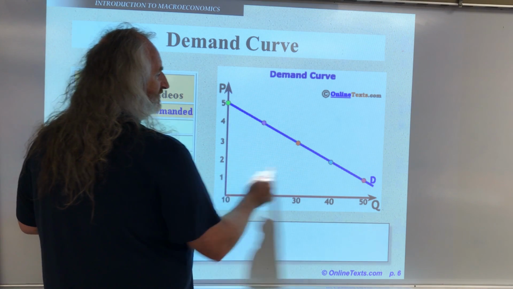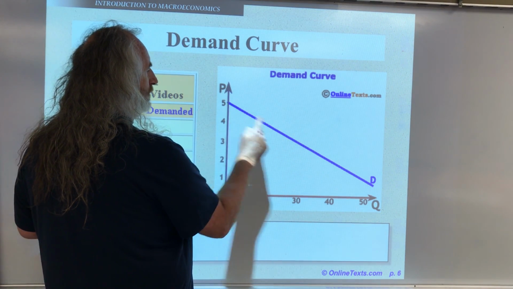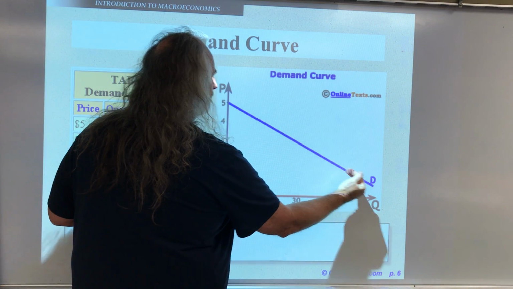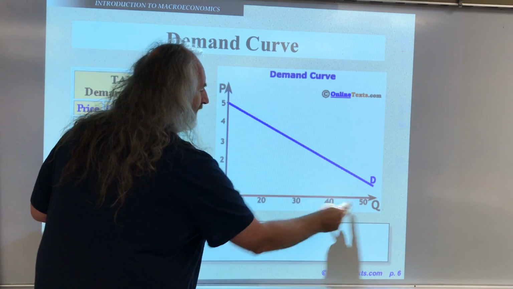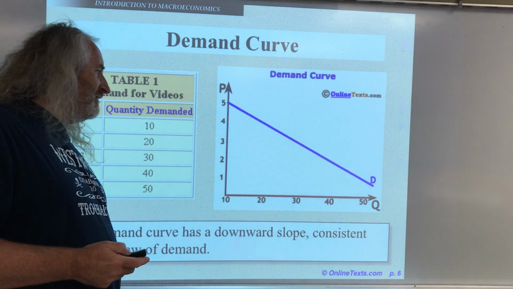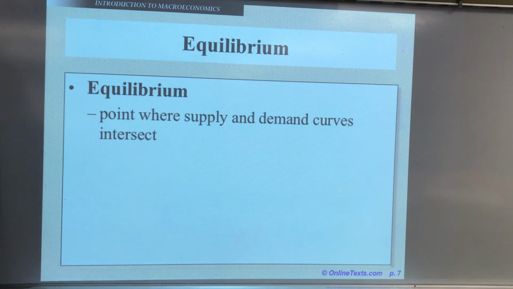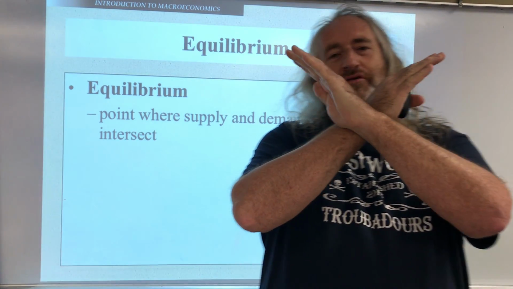Remember, when the price is $1, we demand 50. When the price is $4, we only demand 20. When the price gets to $5, we're only demanding 10. So demand curves are going to move this way, which means as the price gets higher, you and I want less of it. So now we've got a demand curve and a supply curve. Through the magic of technology here, let's see what happens whenever we put them both on the same graph. Well, they're going to run in opposite directions, which means at some point they're going to intersect.